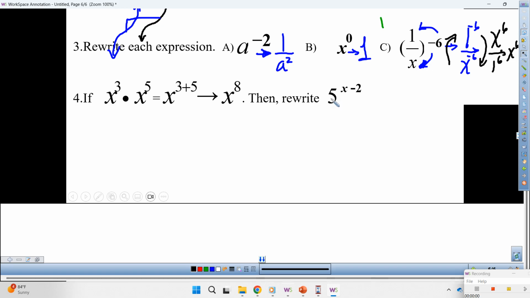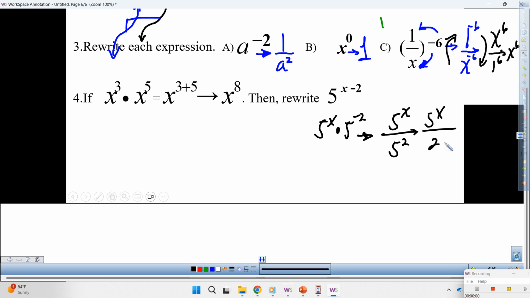And last but not least, rewrite this, so this is 5 to the x times 5 to the -2. Fraction, 5 to the x stays in the numerator, 5 to the -2 goes to the denominator, changes to a positive exponent, 5 to the x over 25.